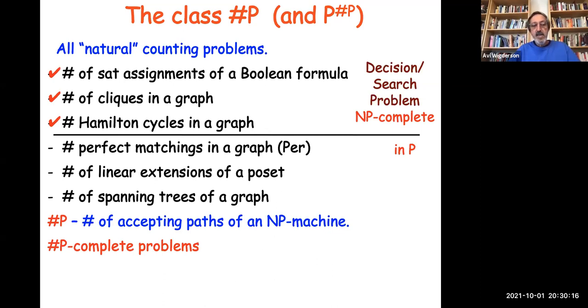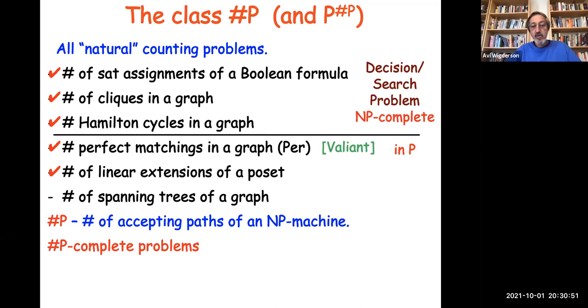And the real amazing insight of Valiant was that also counting perfect matching, which is a permanent problem, is #P-complete. So this is sort of amazing. I mean, you would expect that the same dichotomy will continue from the search and decision to counting, but it's not. Some easy problems in P, their counting version become #P-hard, and so that was done.